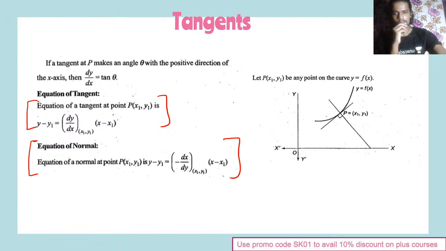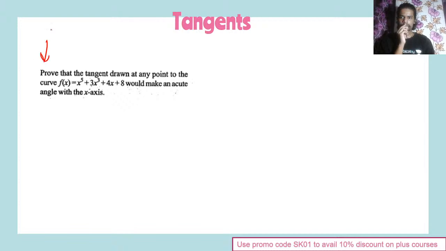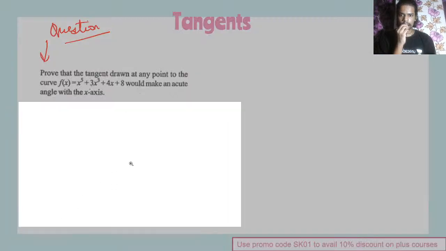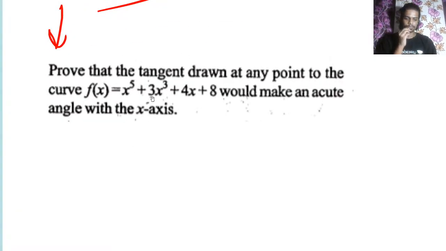Questions please. Yeah, questions. So this is your first question. Try to do it. Prove that the tangent drawn at any point to the curve would make a acute angle. If you are able to do it, very good. If you are not, I will prove it anyway. So I will give you 2 minutes to prove this thing. Try to prove this. If you are done, please comment.